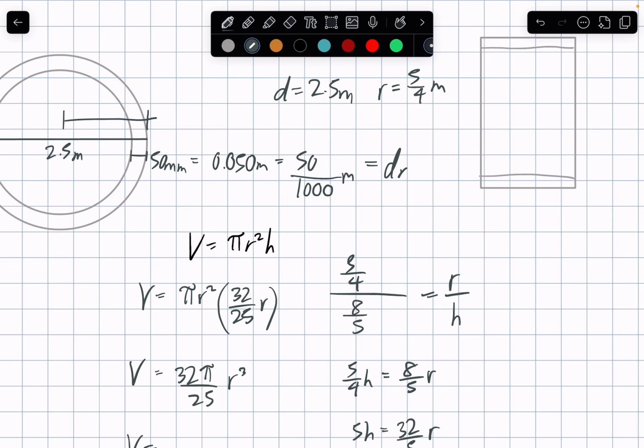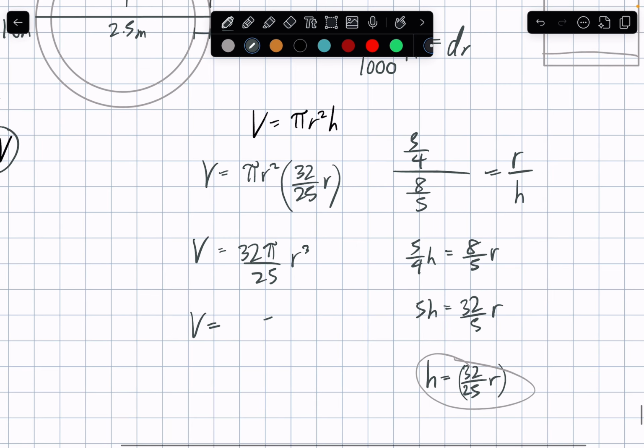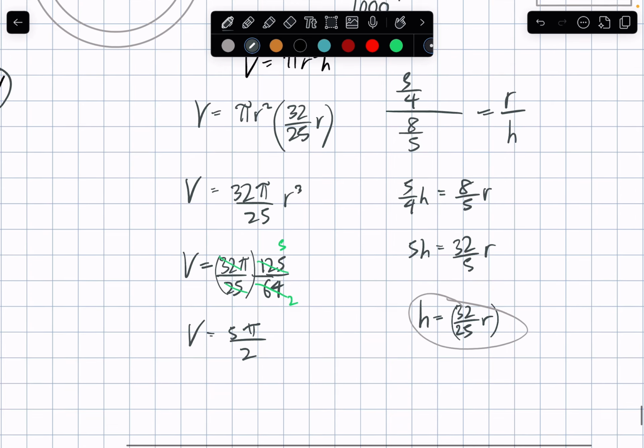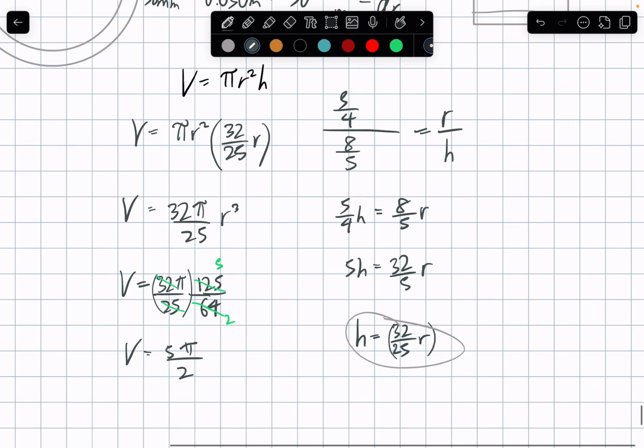R is equal to 5 over 4 raised to 3. So 32 pi over 25. 5 raised to 3 is 125. 4 raised to 3, 64. If we simplify, 5 pi over 2. Are we on the right tracks?